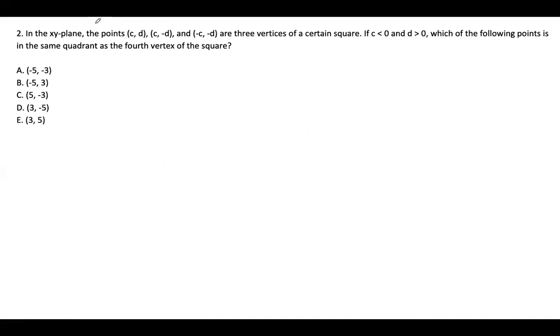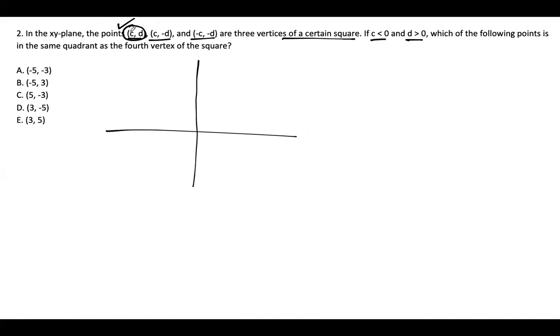Question number 2. Okay, I'll read. In the xy plane, the points C comma D, C comma minus D, minus C comma minus D. We do not know in which quadrants these lie, okay? Are 3 vertices of a certain square. If C is negative and D is positive, then tell me in which quadrant will this point lie?